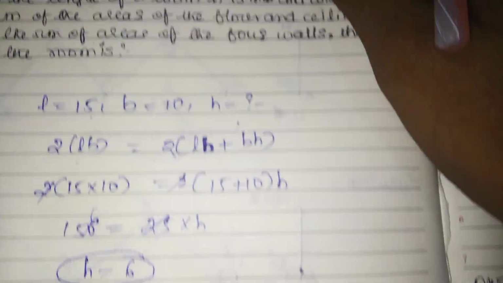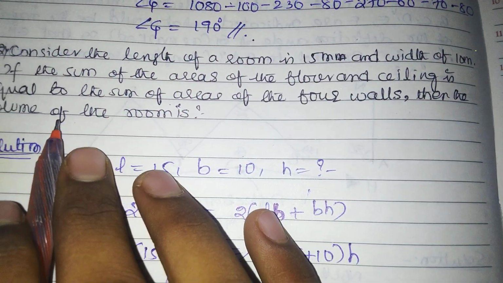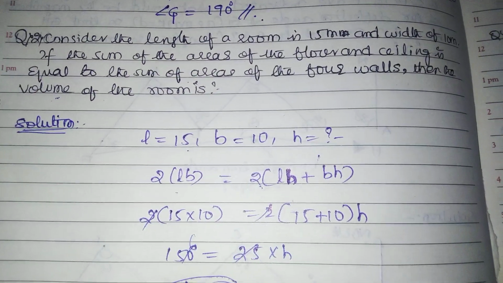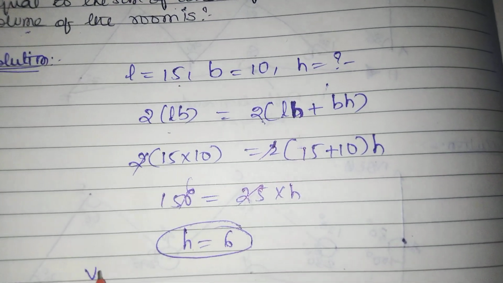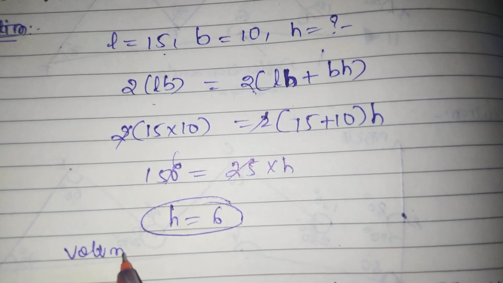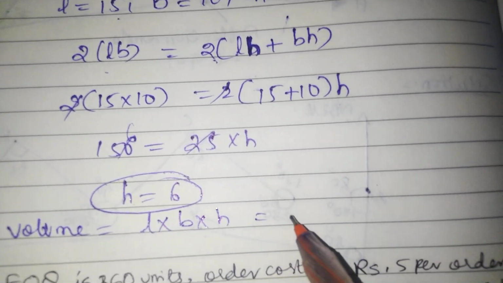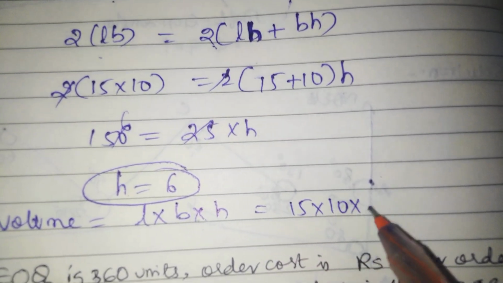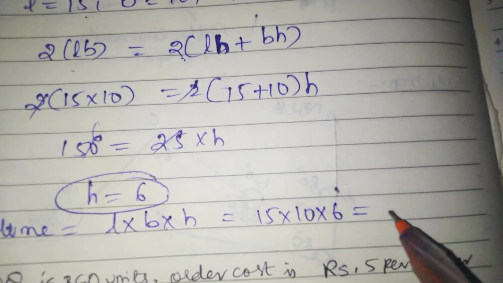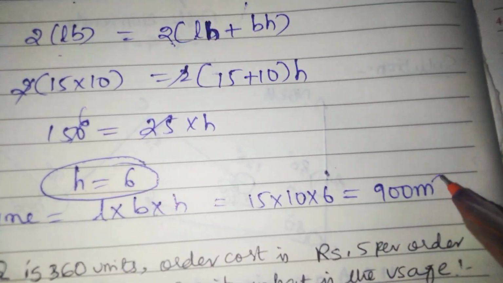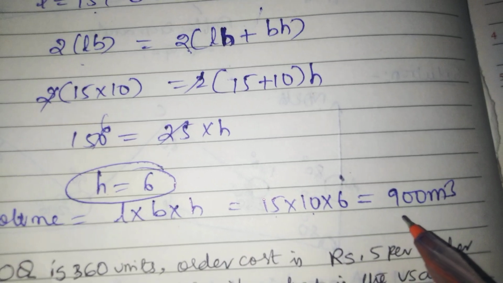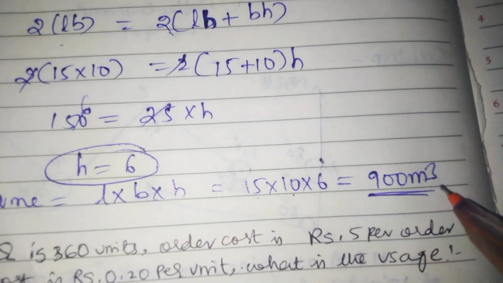But in the question they asked for the volume of the room. The formula for volume equals length into breadth into height, right? 15 into 10 into 6 becomes 900 meter cubes. All are in meters, so the multiplication of three meters becomes meter cube. This is the answer. Thank you.